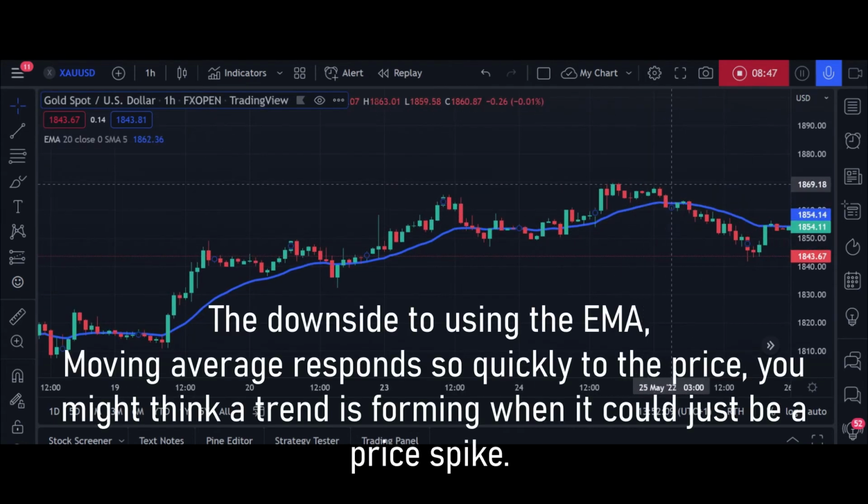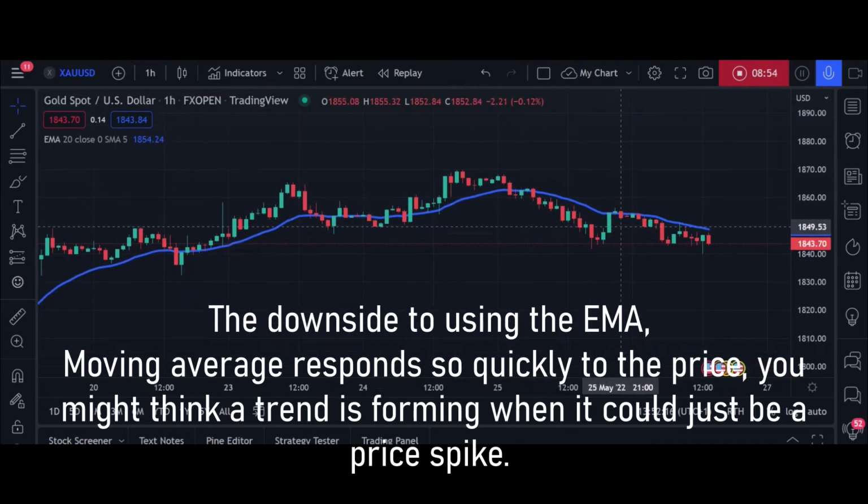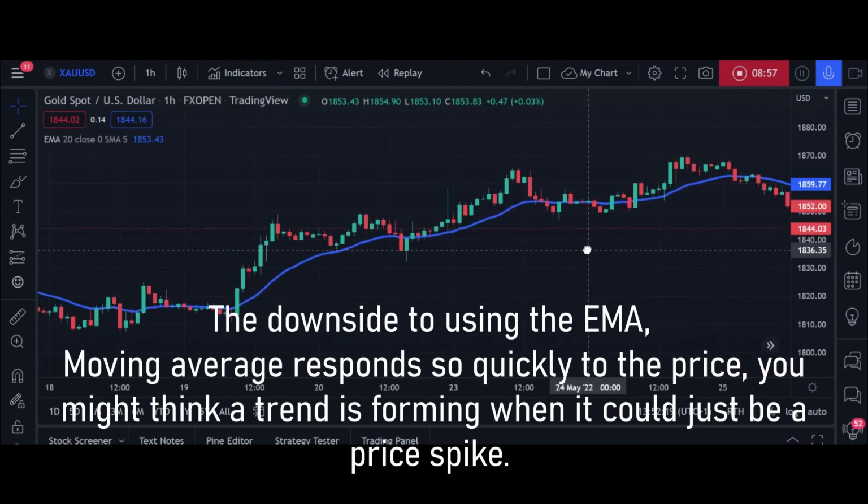The downside to using the exponential moving average is that, because it responds so quickly to the price, you might think a trend is forming when it could just be a price spike. This would be a case of a false signal.